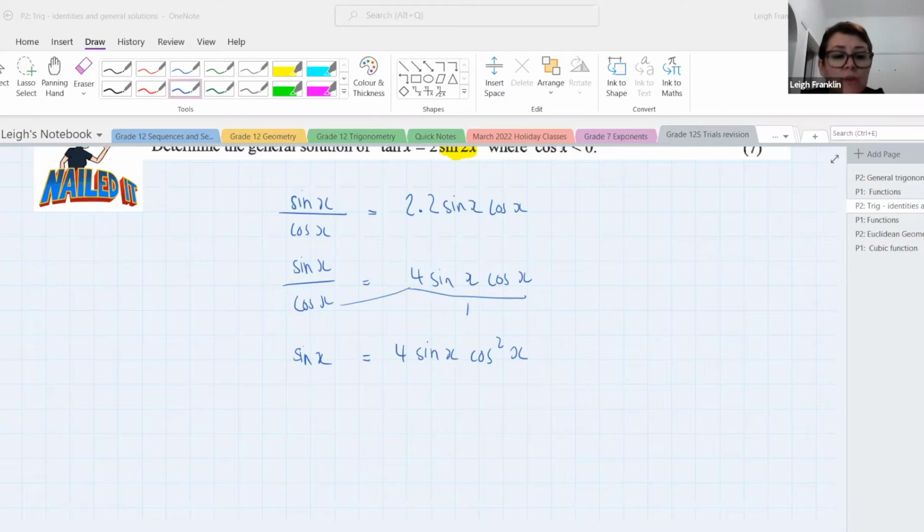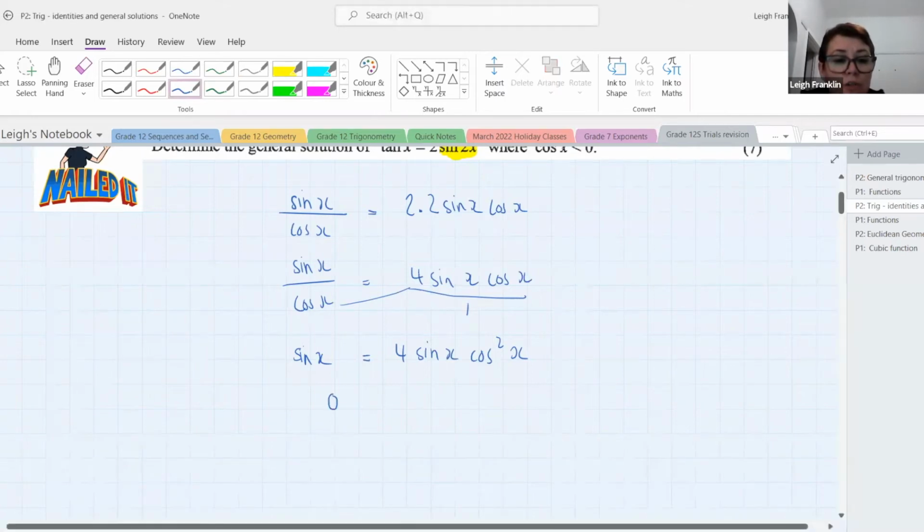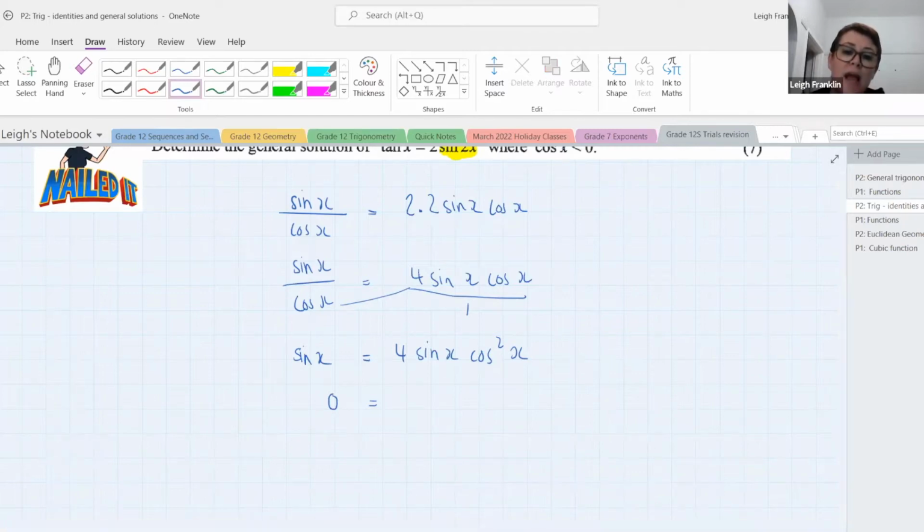So at this point, what we want to do is collect our terms together on the same side so that we can factorize. Let's leave our 4 sine x cos squared x on the right, and let's take sine x over to the other side.